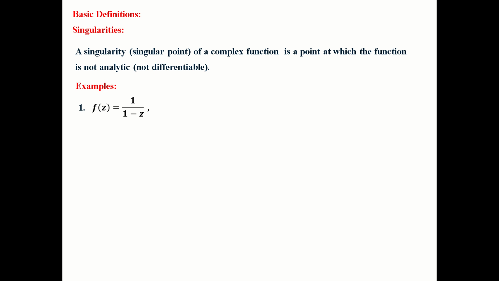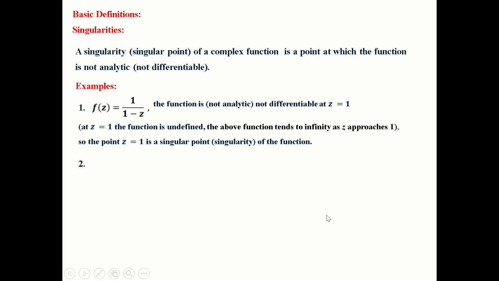You can take 1 by z, a simple function. When z is equal to 0, 1 by 0 becomes infinite. So z is equal to 0 is a singular point of f of z is equal to 1 by z. You can take another function, f of z is equal to e power z by z. Same, z is equal to 0: f of z is e power 0 by 0, therefore infinite, so undefined at z is equal to 0. Z is equal to 0 is a singular point.